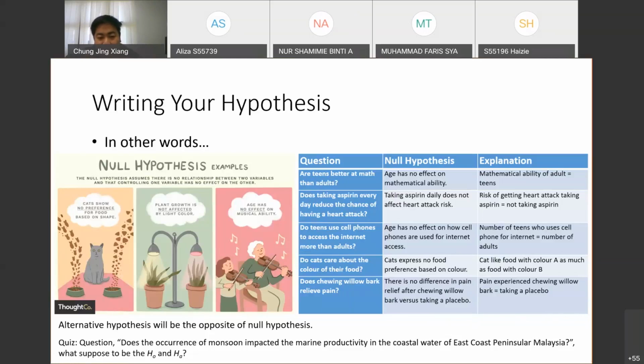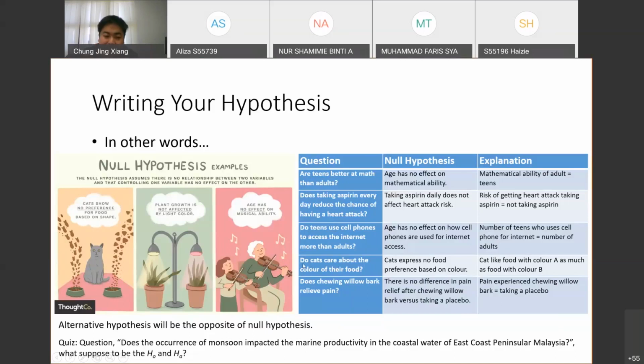So taking aspirin daily does not affect heart attack risk. When we write this, it means whether you take it or not, the risk is the same, equal. I hope you can see the pattern here, but let's see another example.